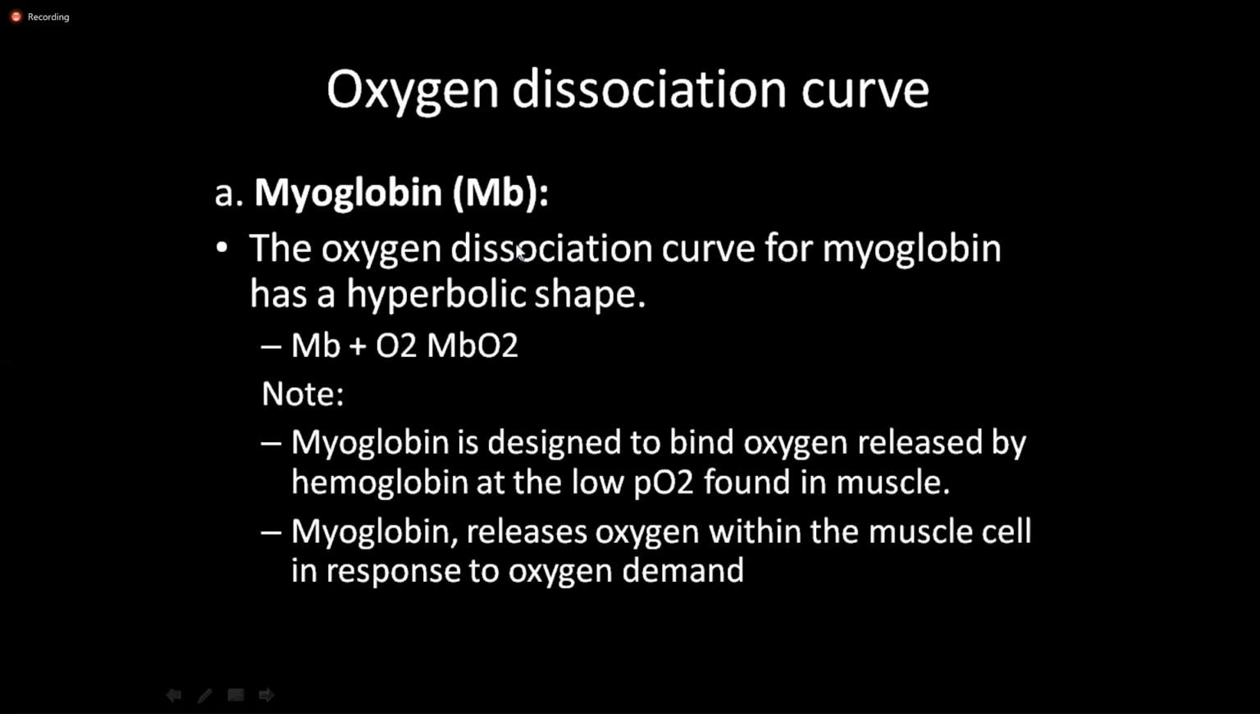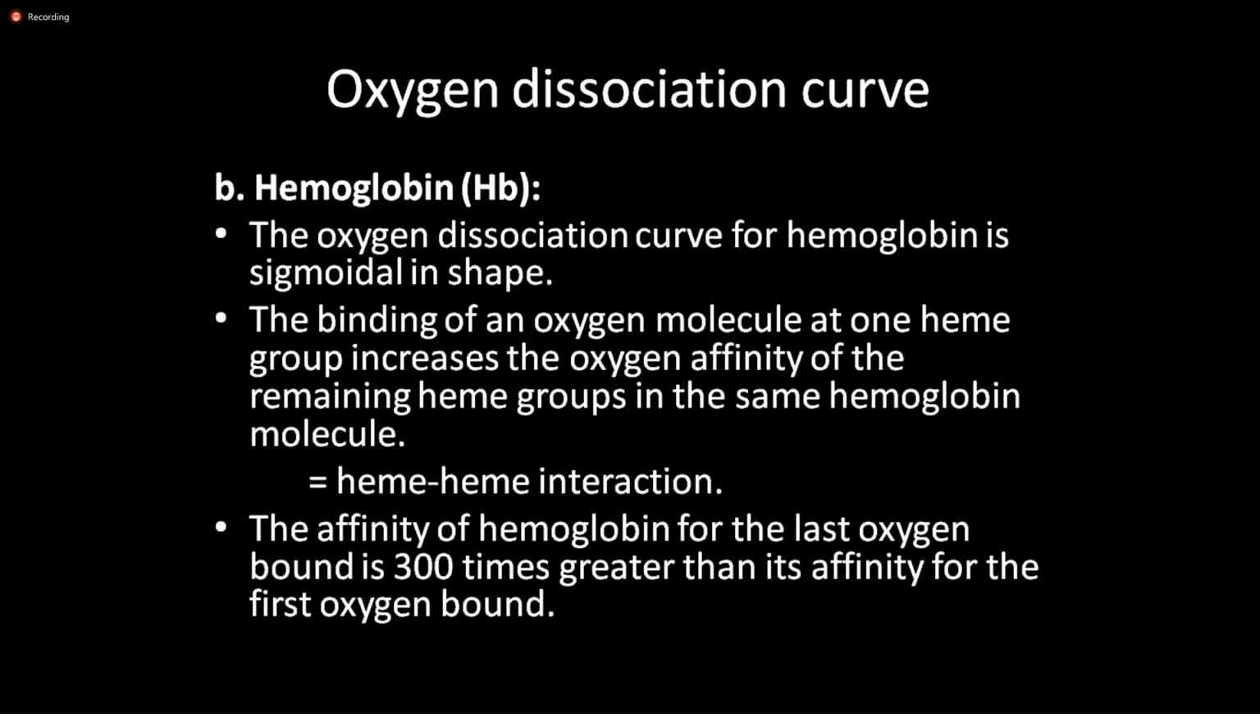The oxygen dissociation curve for myoglobin has a hyperbolic shape. Already you have seen it in the diagram. So note, myoglobin is designed to bind oxygen released by hemoglobin at the lower tension of oxygen in the muscle, and myoglobin releases oxygen within the muscle cell in response to the oxygen demand. But in contrast, the hemoglobin dissociation curve is sigmoidal.